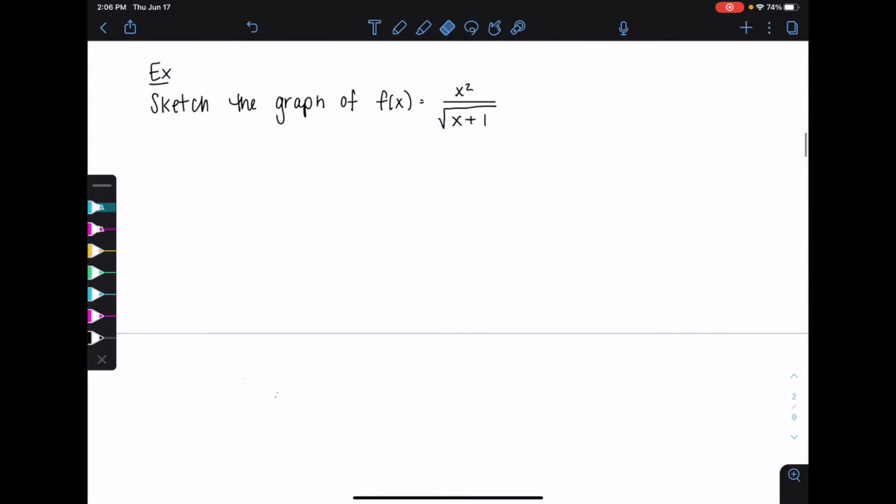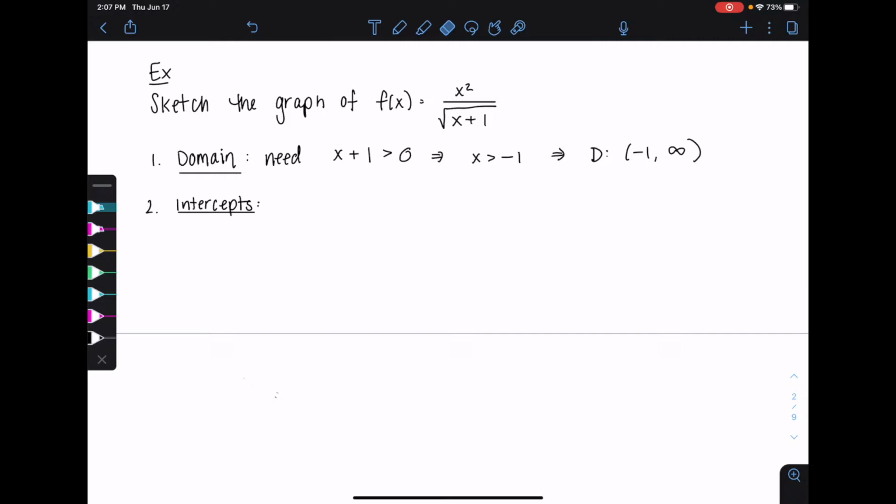Let's sketch the graph of this particular function, which is x squared divided by the square root of x plus 1. So first and foremost, we want to go through the domain. We've got a square root, so I definitely need what's under the radical to be greater than or equal to 0. But I can't divide by 0, so I don't need to put an equal to sign under here. So solving for this, that tells me my x needs to be greater than -1. So my domain is from -1 to positive infinity.